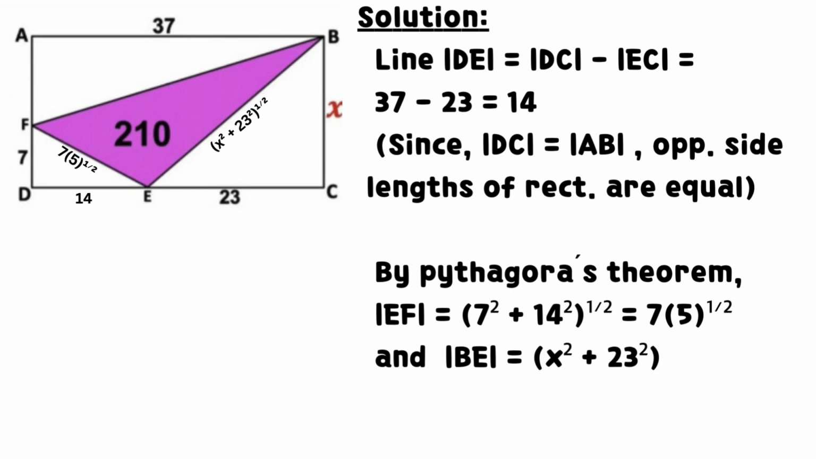By Pythagoras' theorem, line EF equals the square root of the sum of the square of 7 and the square of 14, which equals the product of 7 and the square root of 5. And line BE equals the square root of the sum of the square of x and the square of 23.